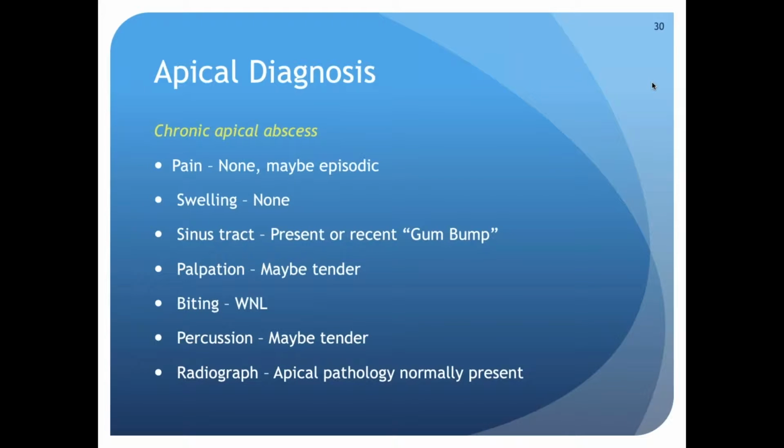Next, we have our chronic apical abscess. Oftentimes with these, there's no pain or it's episodic pain. And there's normally not swelling because these are often your gum bump. So you have that sinus tract that's draining and relieving that pressure so the patient may not have pain there. Or they may say, oh, I get this little pimple or gum bump and I just pop it and it drains and I feel better. So yeah, normally you'll see that sinus tract. Palpation may be tender. Biting should be within normal limits. Percussion may be tender. And then radiographically, some sort of apical pathology is normally present.